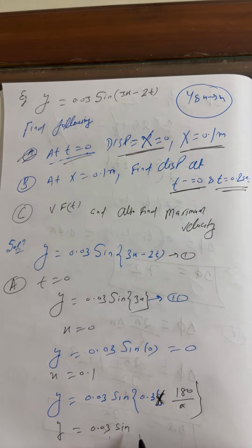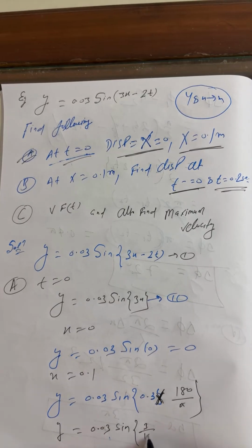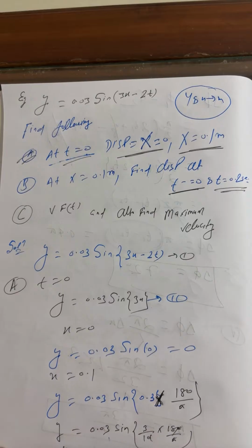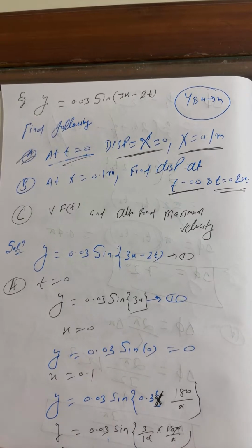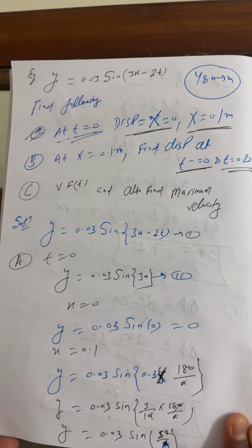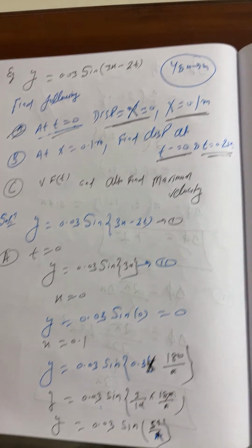Yes, 0.03 sin. So you can solve this further. This is 3 by 10 into 180 by pi. This is cancelled, 54. So you can write y equals 0.03 sin of 54 upon pi. This is the equation of displacement you got finally. I'll continue this part in the next page.